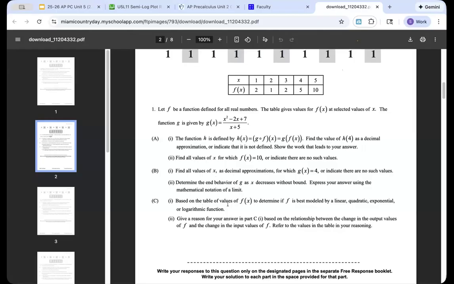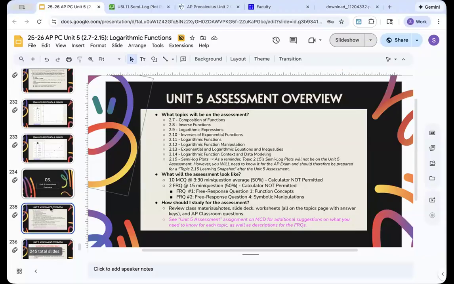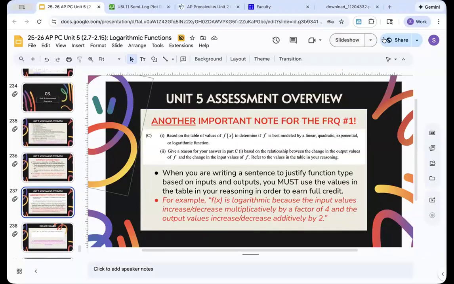And then lastly, you're going to determine if the data table is linear, quadratic, exponential, or logarithmic, and then you're justifying it based on the inputs and outputs. Now, I do want to reference something for you with that.